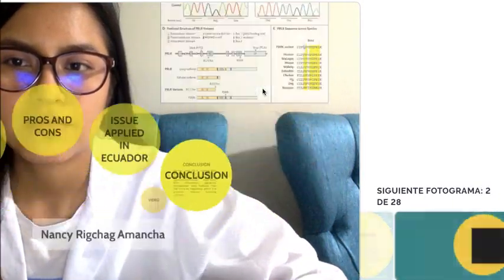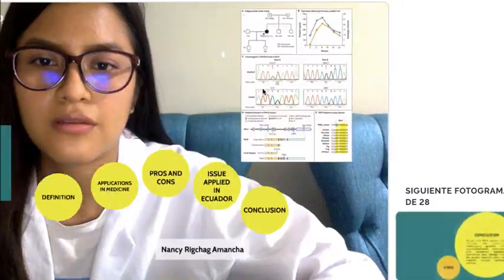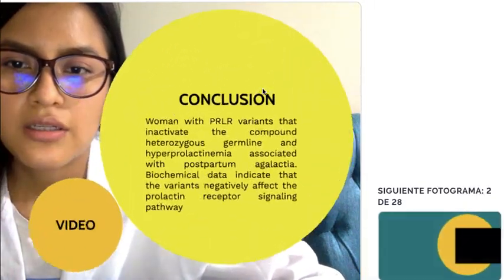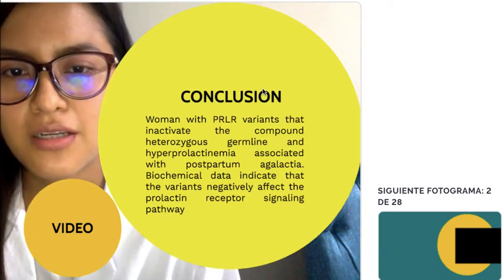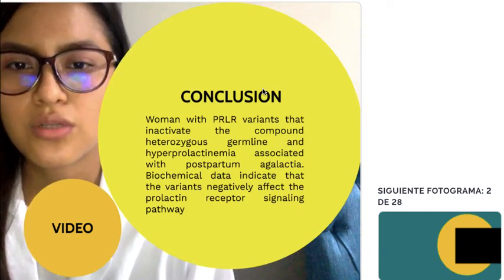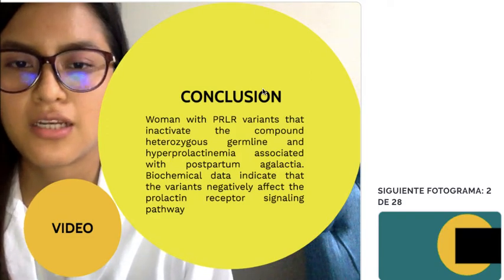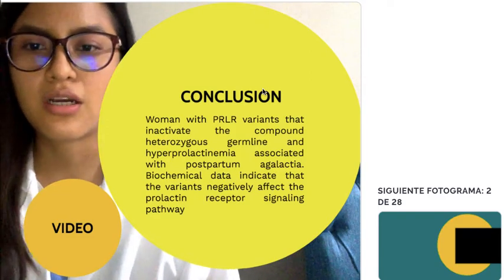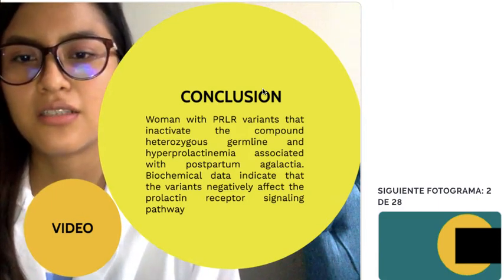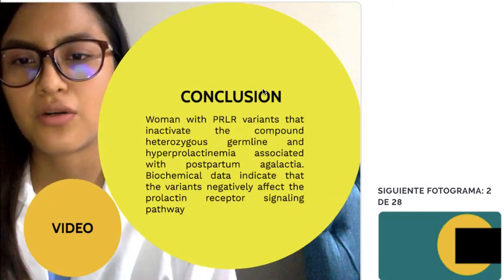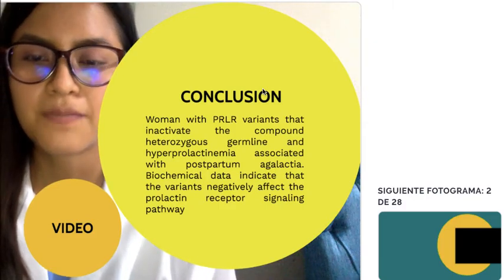And conclusion: a woman with prolactin receptor variants that inactivate the receptor, compound heterozygous germline, and hyperprolactinemia associated with postpartum agalactia. Biochemical data indicate that the variant is negative after the prolactin receptor signaling pathway.